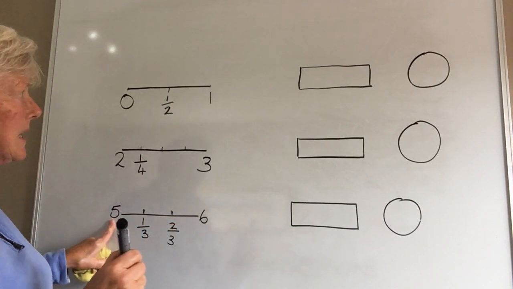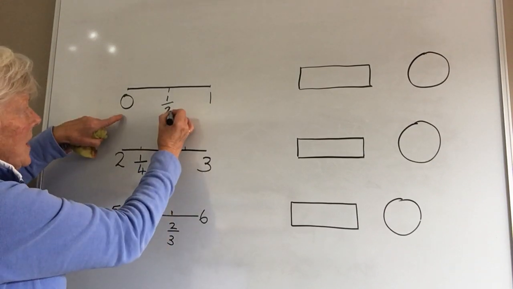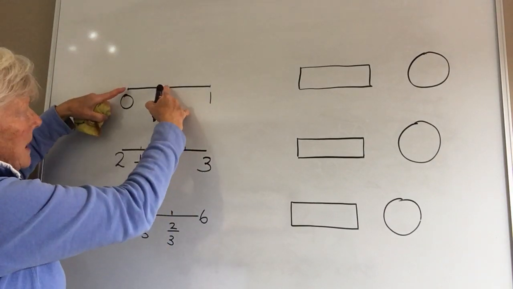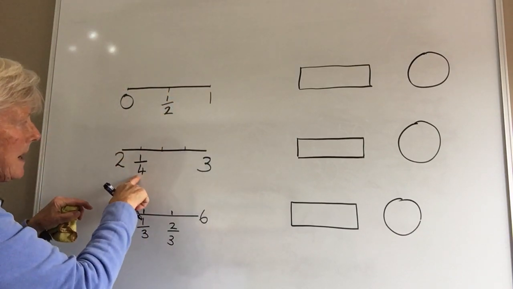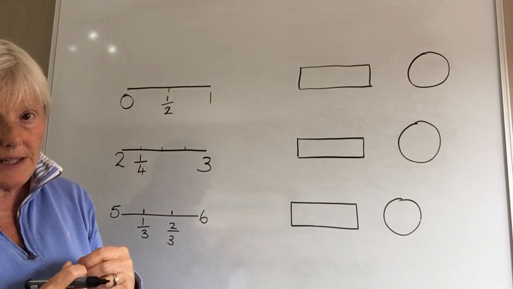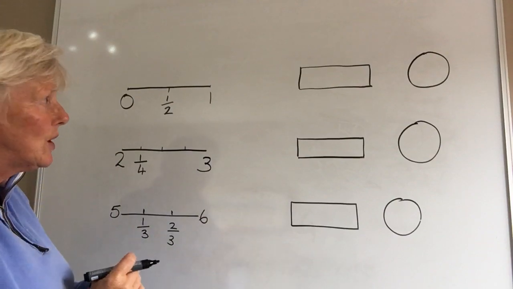Just look, this is something interesting. The smaller the number, the bigger the fraction. So as our denominator gets bigger, the fraction gets smaller. Remember that. Let's have a look now.